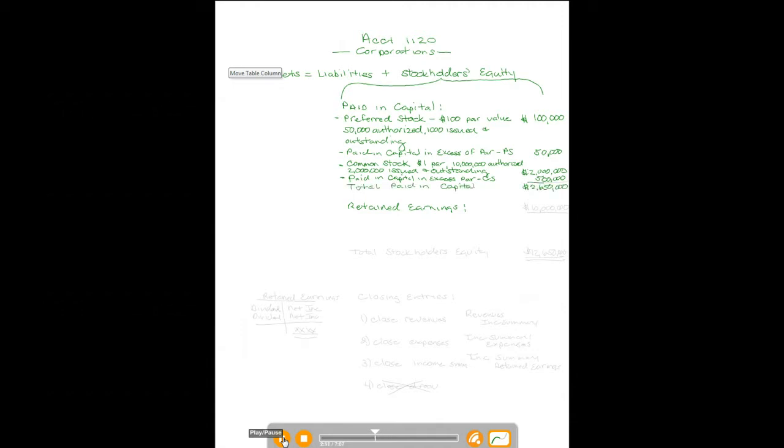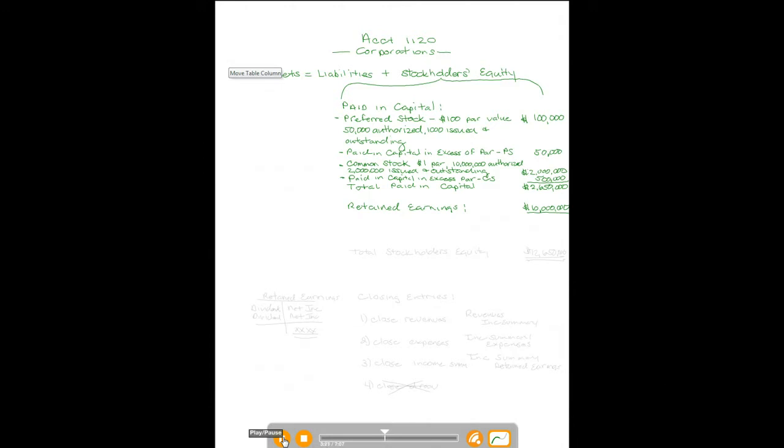My total paid-in capital from all sources equals 2,650,000. Some of it's from preferred stock, and some of it's from common stock. And this is how much has been paid in from my owners. Next would come retained earnings. In my example, I'm going to say the amount of retained earnings I've had put in over the years equals $10 million.